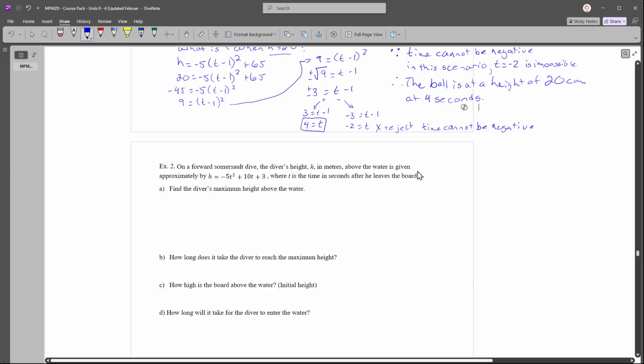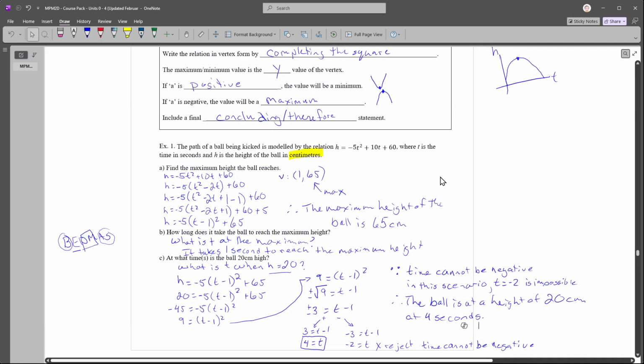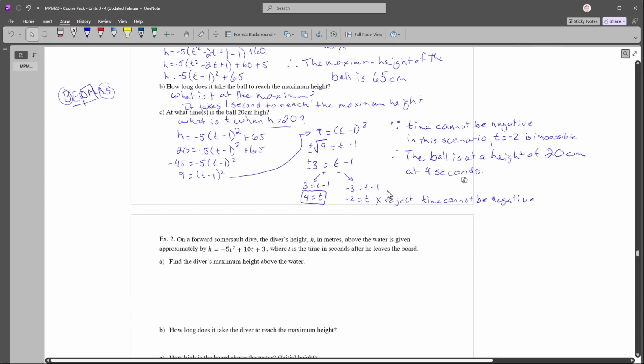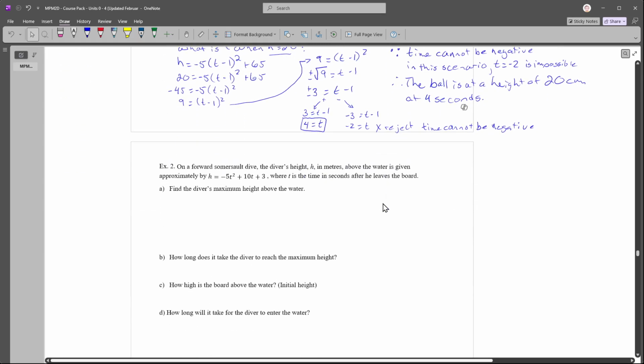This is actually very similar to our last equation if you look at it. The only difference is the amount of the c term. In that case, it's plus 60. Here, it's plus 3. T is our time in seconds after he leaves the board. All right. Find the diver's maximum height above the water. As usual, our first step is going to be the same. Use completing the square to put it into vertex form.